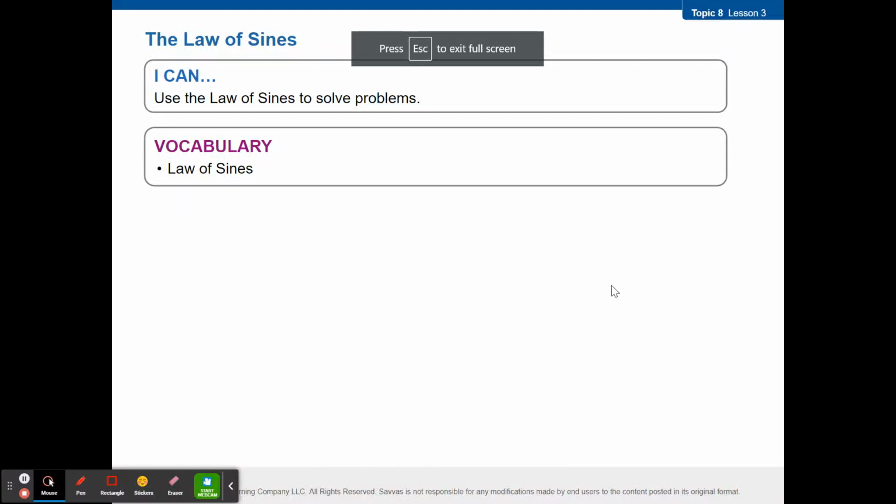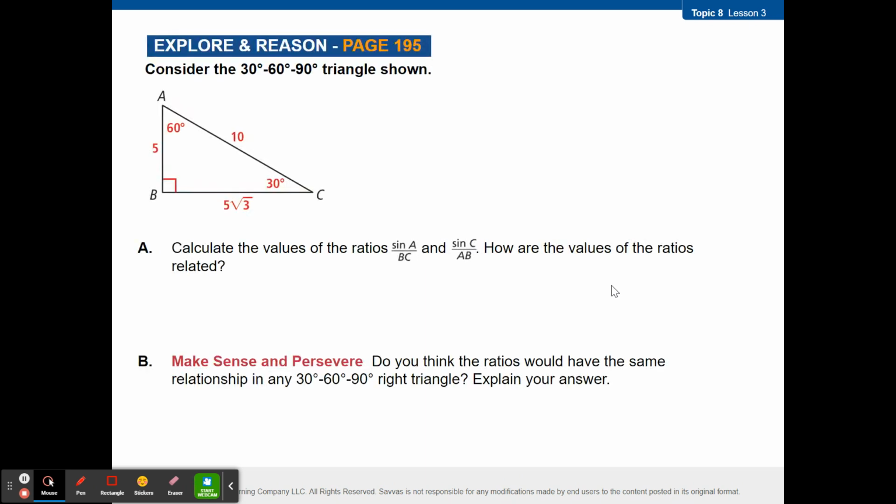All right, so your I can statement for today is use the law of signs to solve problems. Your vocabulary, wouldn't you know it, law of signs. We are going to do page 195 right now.